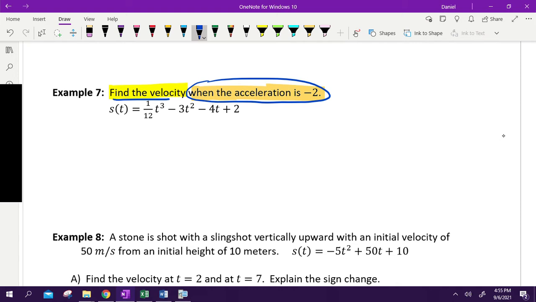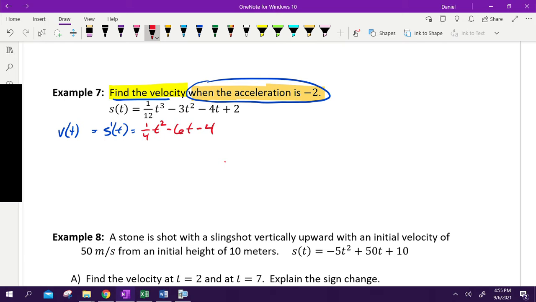I'm given position. What am I going to do with position to find velocity? I need to find the derivative. So I need to find s prime of t, because that will tell me velocity. Velocity is the derivative. So I'm going to multiply by 3, so I get 1/4 t squared minus 6t minus 4. That is the derivative. That is what velocity is.